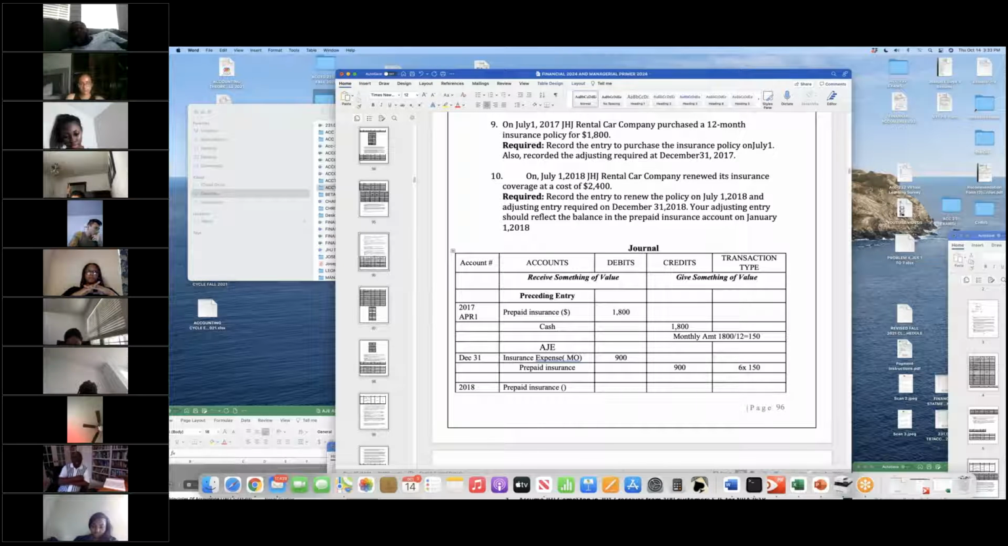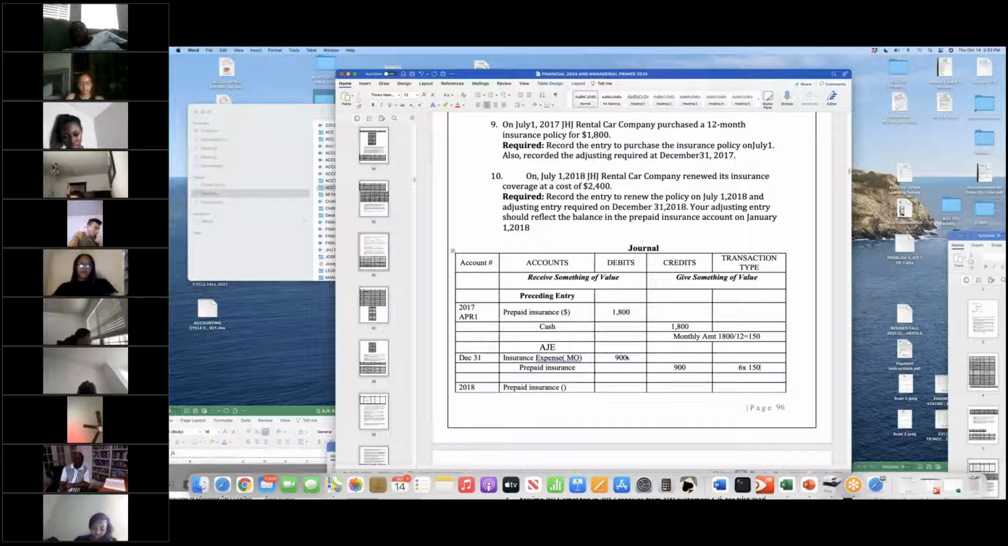So always with these problems, we get the monthly amount, then we see how many months have gone. If this was October 1st when we bought it, then only 3 months would have gone and we would have 3 times 150. Do we see that? It's July is 6 times 150. But if this were October 1st, only 3 would have expired. So it would be 3 times 150.